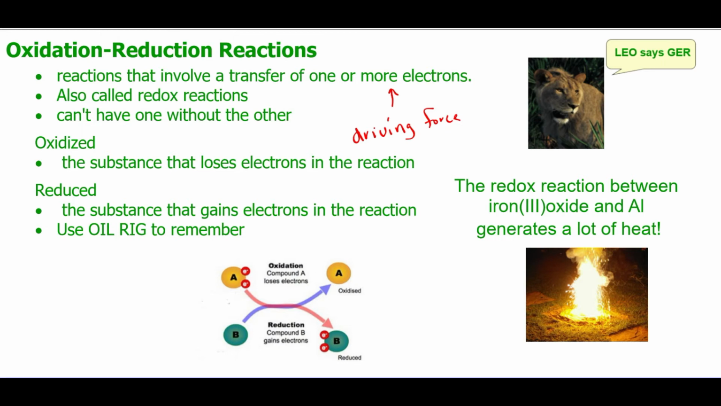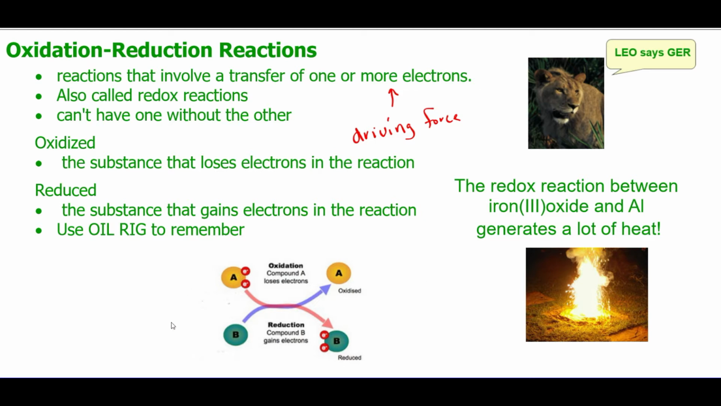Welcome to Chapter 7, Oxidation Reduction Reactions. The driving force for oxidation and reduction reactions is the transfer of electrons, and these are often called redox. You can't have oxidation without reduction, so oxidizing is losing an electron, and reduced is gaining an electron.